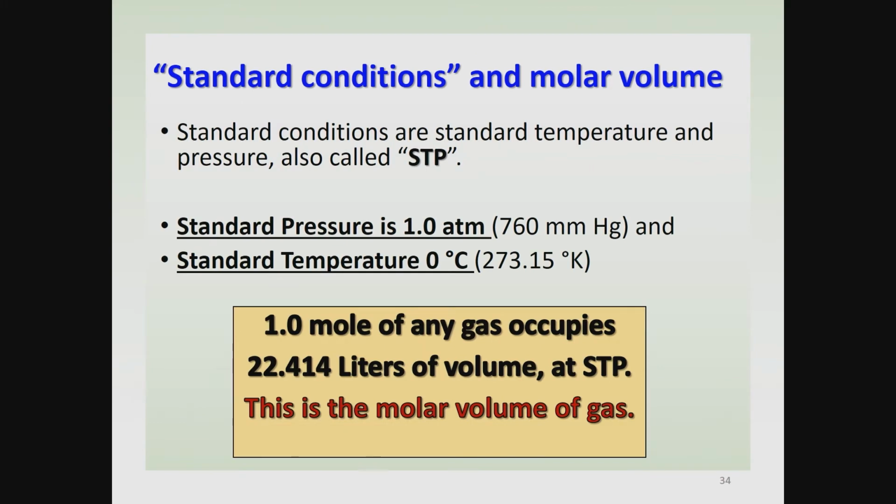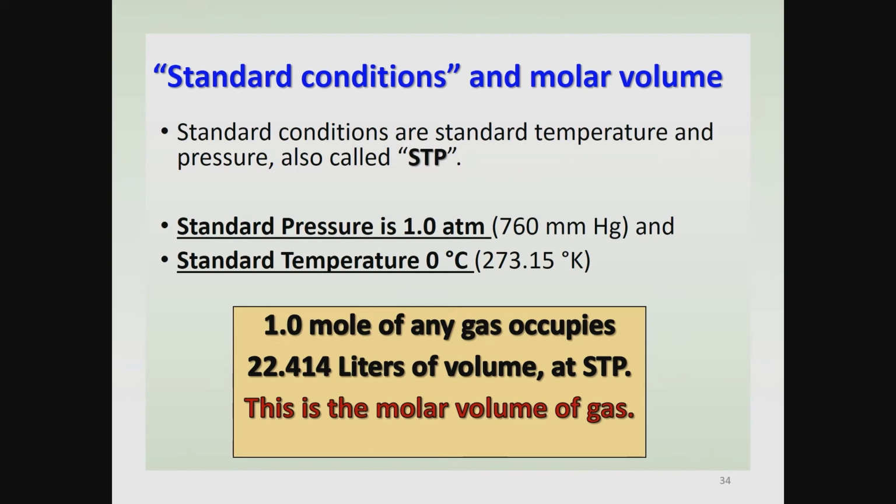So another thing you need to understand is you're going to see problems where you may have to take a gas at initial conditions and then figure out what a property of the gas is at something called standard conditions. Standard conditions are a particular pressure and a particular temperature. At standard conditions, the pressure of the gas must be average atmospheric pressure, which is 1.0 atmosphere, which is 760 millimeters of mercury. And the standard temperature would be 0 degrees Celsius, which is 273.15 degrees Kelvin.